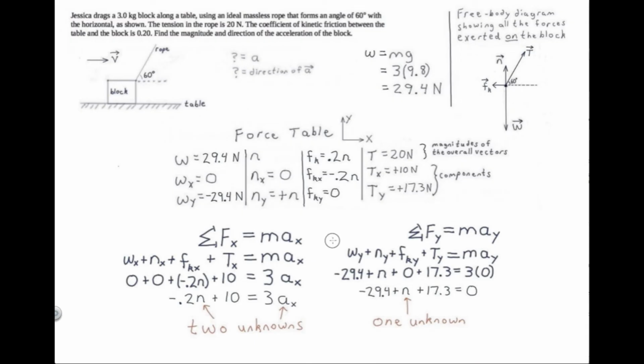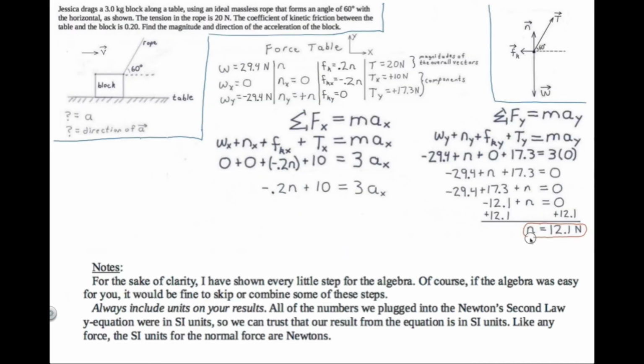We've organized our math into 2 adjacent columns. Newton's second law x equation in the left column, and Newton's second law y equation in the right column. At this point, the Newton's second law x equation has 2 unknowns, n and a sub x, so we postpone working with this equation. The Newton's second law y equation has only 1 unknown, n, so we're ready now to solve this equation for n. We obtain the result that n equals 12.1 newtons.